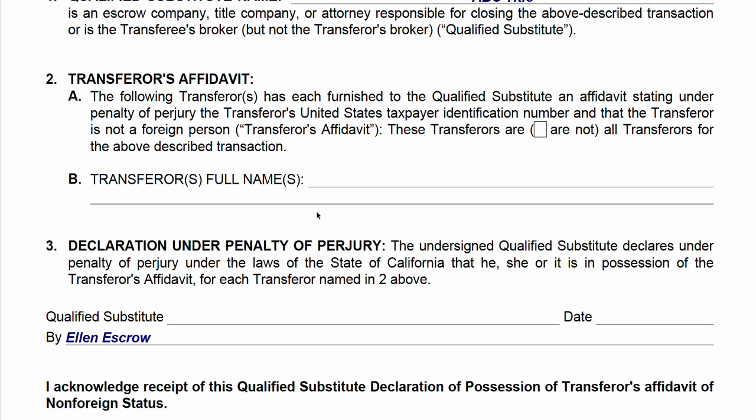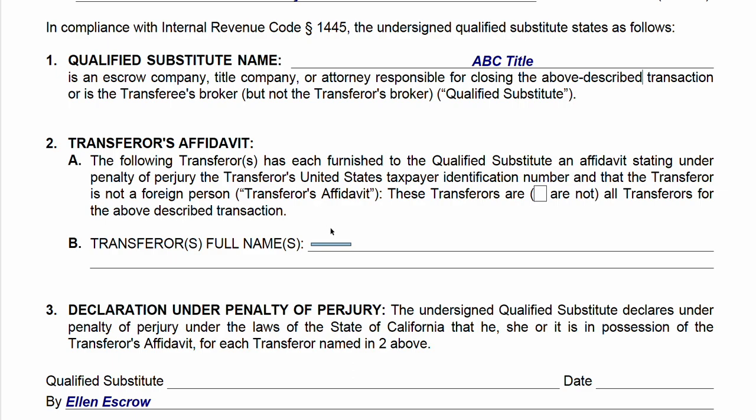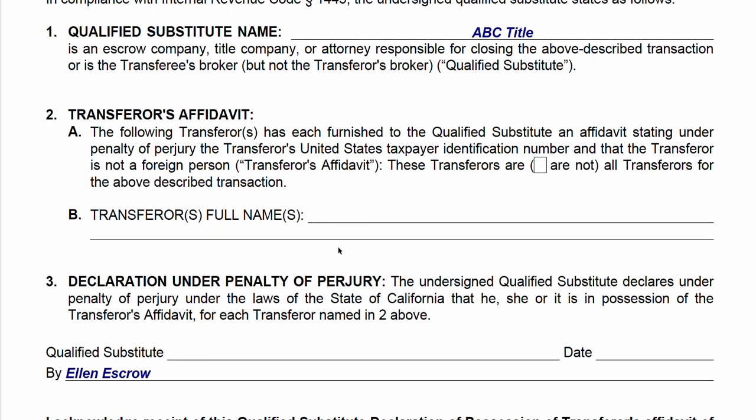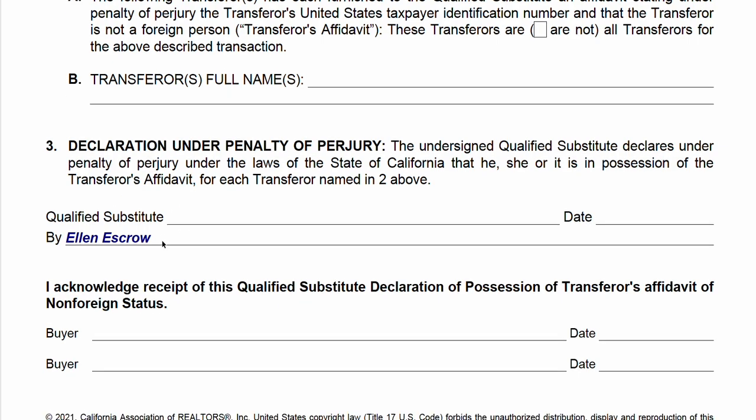So this is, again, acknowledging that the seller, we're writing the seller here. For each seller, you do their own QS form. Remember, one form per seller, right? So we have the seller's name here. Then we put down here, this is where the escrow officer in possession signs this, saying, yeah, I collected that FIRPTA information. It's on file.